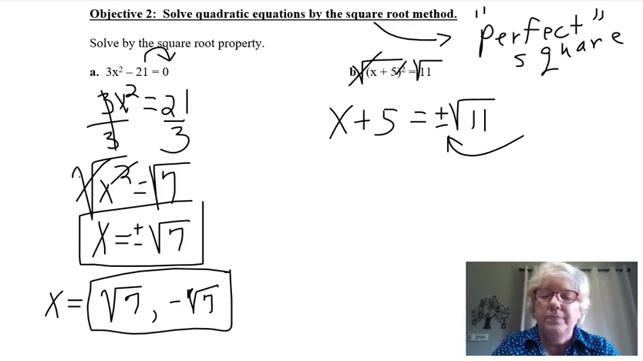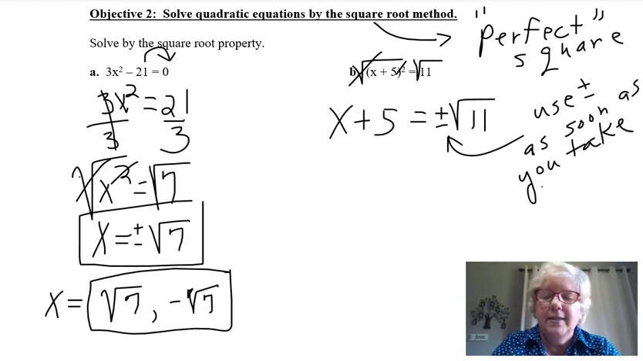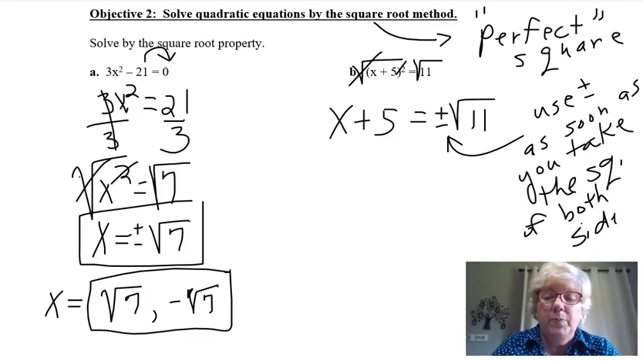Make a note. Use the plus minus symbol as soon as you take the square root of both sides. So don't wait to the end of the problem or you'll get the wrong answer. Put that plus minus in right there.